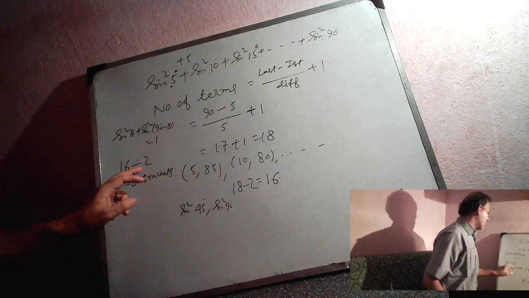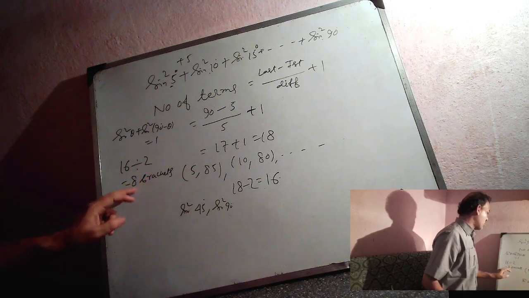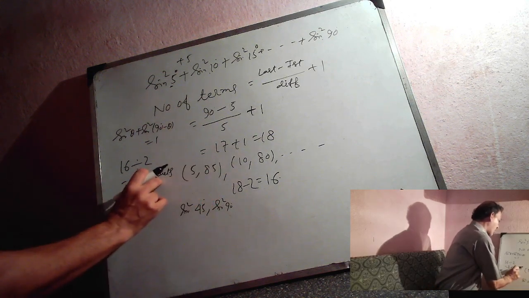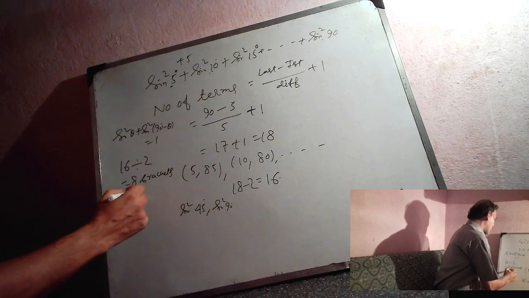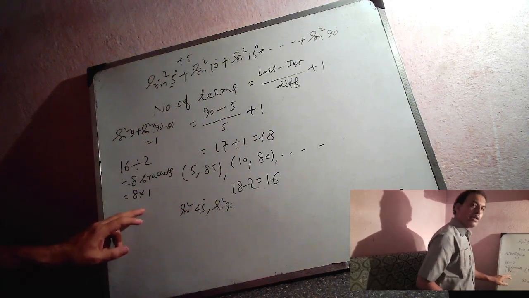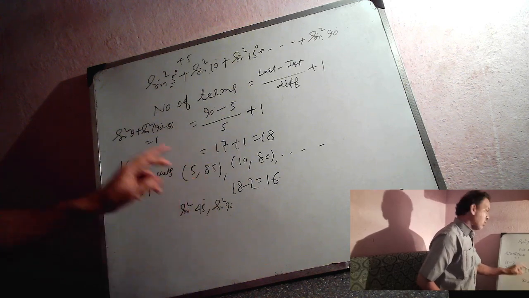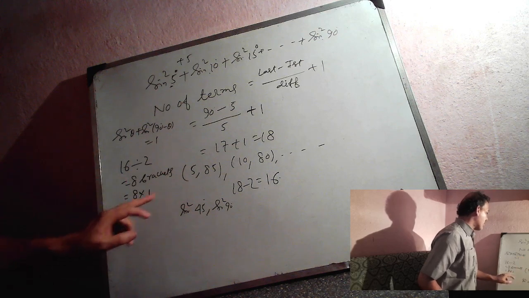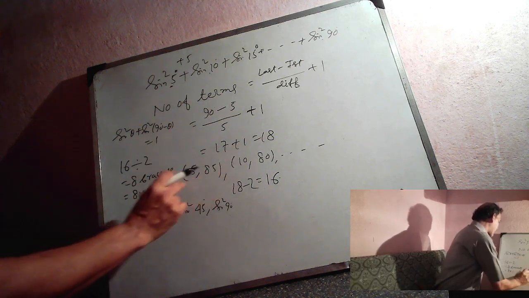So there will be 16 divided by 2 equal to 8 brackets, and the value of each bracket is 1. So the value of 8 brackets will be 8 into 1. Why is the value of each bracket 1? According to this rule, sin square theta plus sin square (90 minus theta) equal to 1. That is why the value of each bracket is 1.